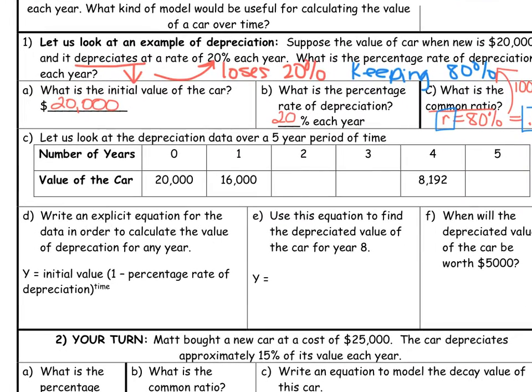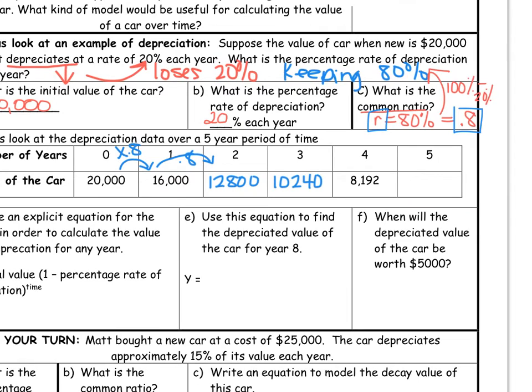So let's take a look at the depreciation value over a 5-year period of time. So to get from one term to the next, since we're keeping 80%, we're multiplying times 0.8. If we multiply 16,000 times 0.8, we're going to get 12,800. So at the end of the second year, it's only worth $12,800.